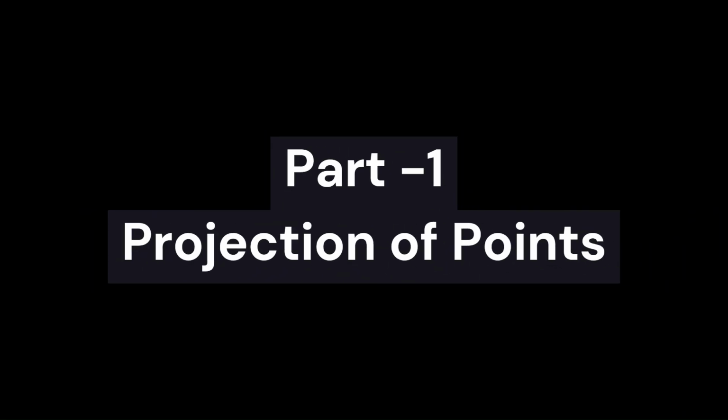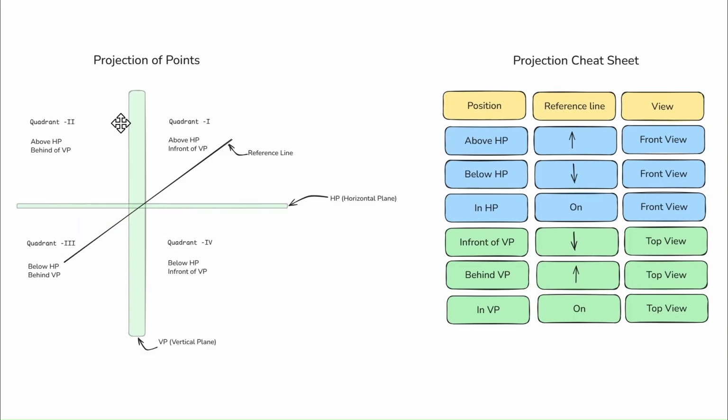Now let's begin with the projection of points. Here you can see the 3-dimensional diagram of planes, the horizontal plane and the vertical plane. The intersection of these two planes creates a line, which is the reference line. When we are drawing the diagram in a 2-dimensional plane, we will be drawing a reference line. I will be explaining an example problem as well to understand the projection of points very clearly. You're gonna love this video.